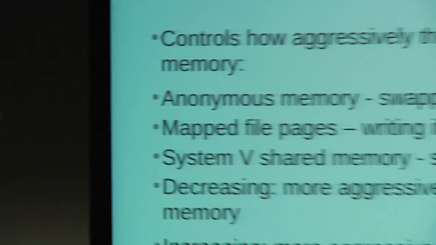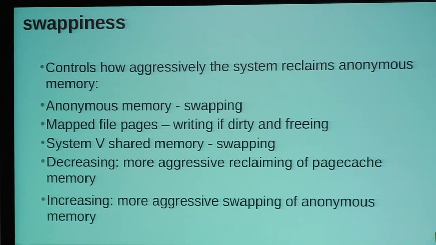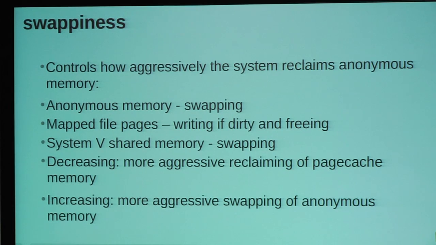This parameter, swappiness, controls how aggressively the system reclaims anonymous memory. It's set to 60 by default, and it isn't a percent or anything. It's just an integer. If you increase it, the system swaps anonymous memory more aggressively. If you decrease it, it decreases that aggression and therefore reclaims the page cache more aggressively. It's set in almost all of the TuneD profiles. It's one of the most used ones. Basically, decreasing it means more aggressive page cache reclaim, and increasing it means more aggressive anonymous memory reclaim.